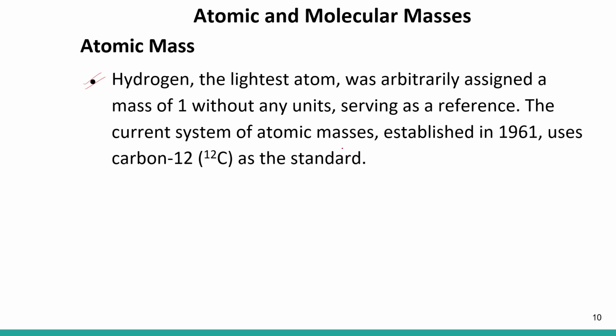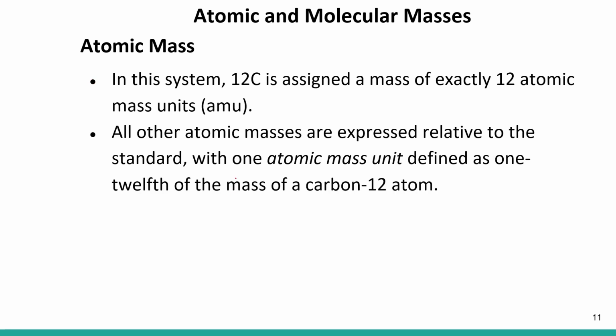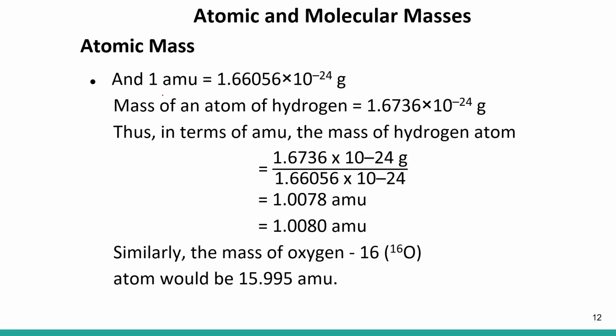Now, the current system, which was established in 1961, says that carbon-12 was taken as the standard, and it was called the atomic mass unit or AMU. So what is AMU? AMU is 1/12 the mass of a carbon-12 atom. Scientists first measured the mass of a carbon-12 atom using a mass spectrometer, and then they took 1/12 of its mass and described it as 1 atomic mass unit or 1 AMU. So this calculation is shown here.